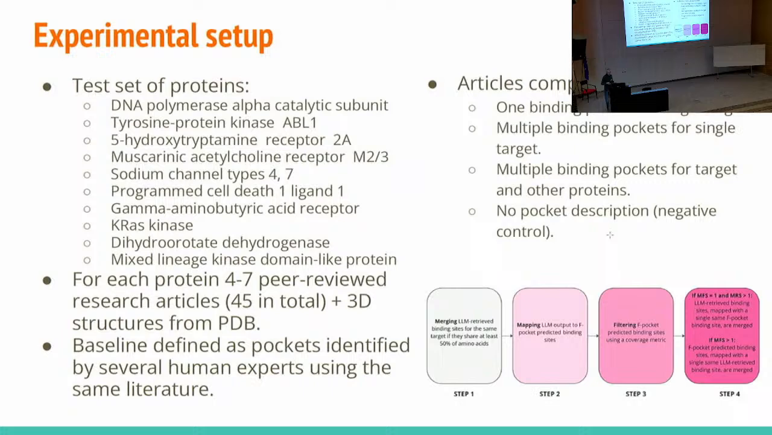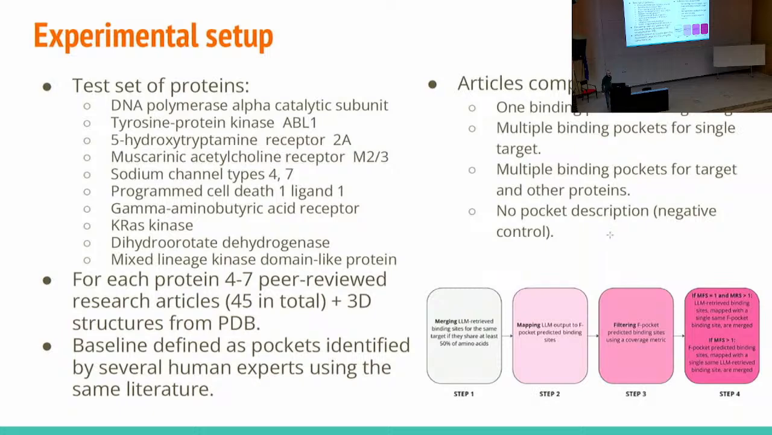So we did computational experiments. We took 10 proteins from very different protein families, which are listed here. There are all kinds of proteins: water-soluble, membrane proteins, enzymes, whatever. So it's a really wide variety of protein classes. And for each of these proteins, we first extracted 3D structures from PDB, and we also found high-quality peer-reviewed articles, from 4 to 7 articles per protein.